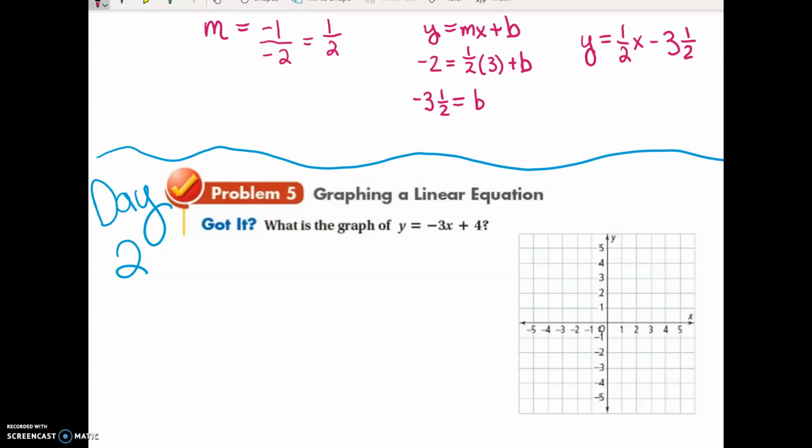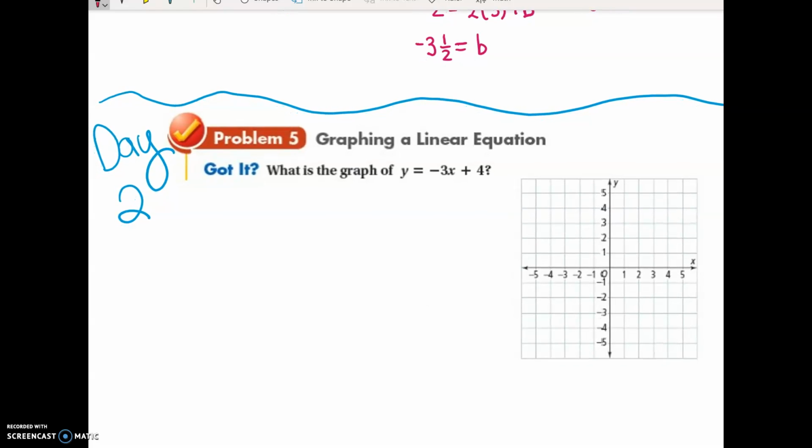So in this problem, we're continuing with problem 5 in the notes. I just call this day 2. We're going to be graphing linear equations, so using slope-intercept form. In this problem, it's good to identify your slope and your y-intercept. When you graph your y-intercept, we think of that like our starting point.